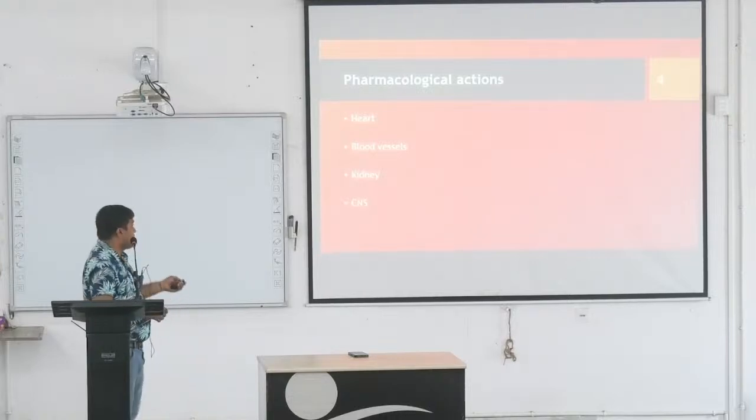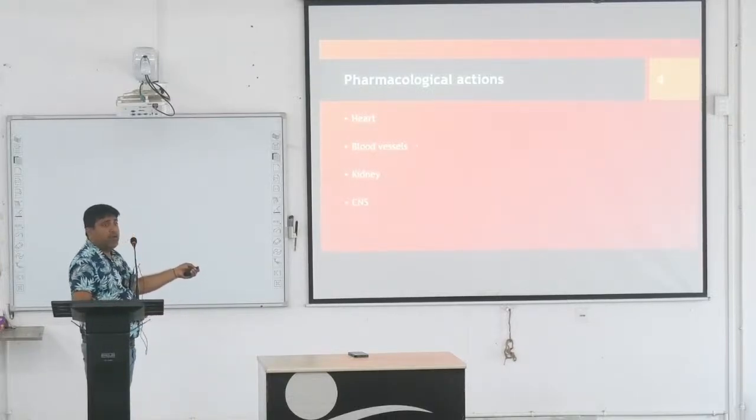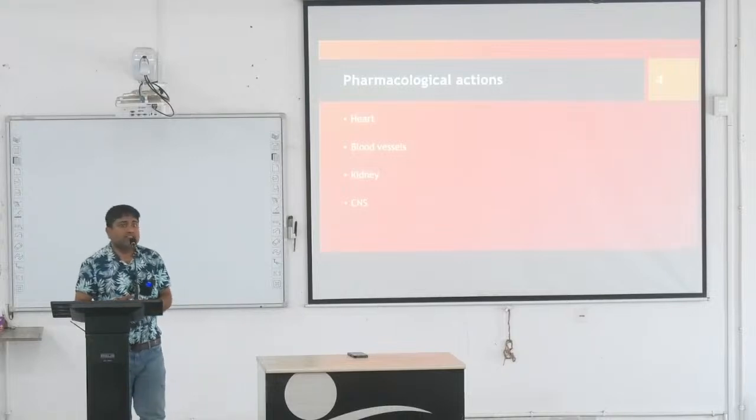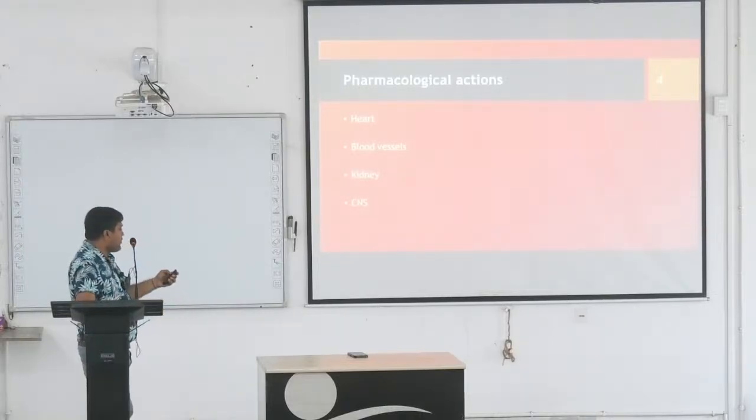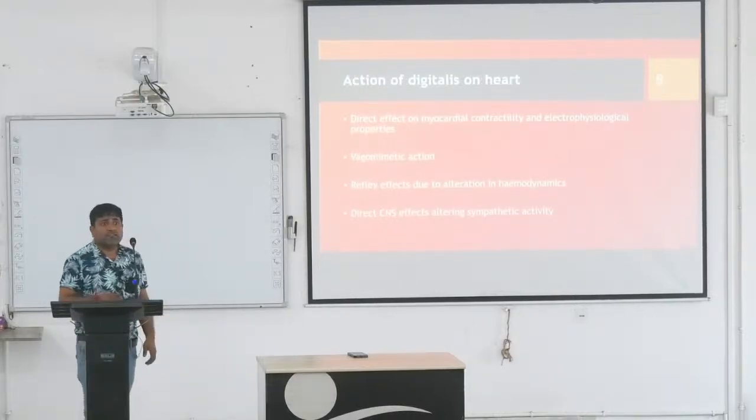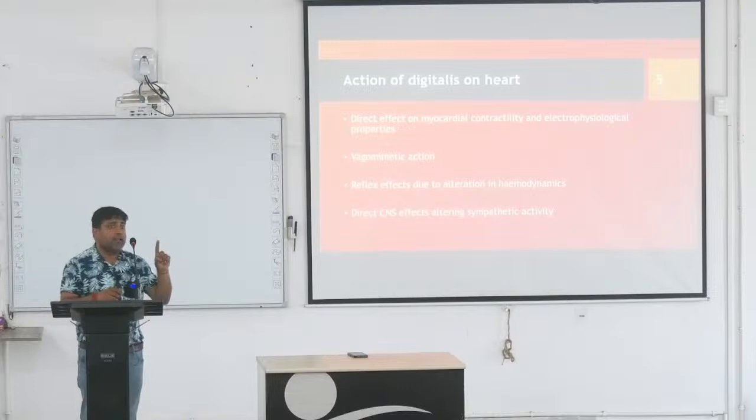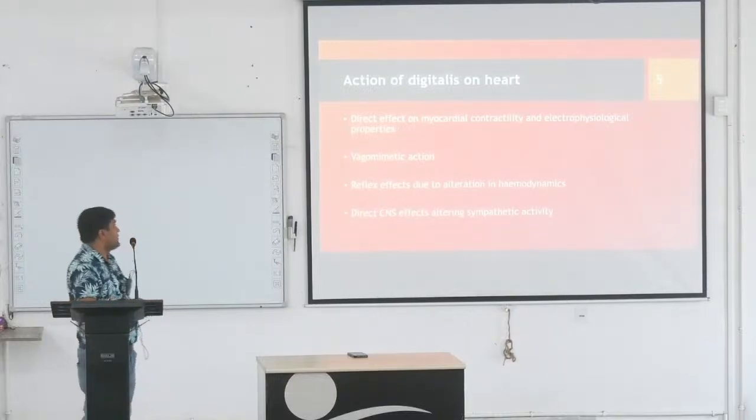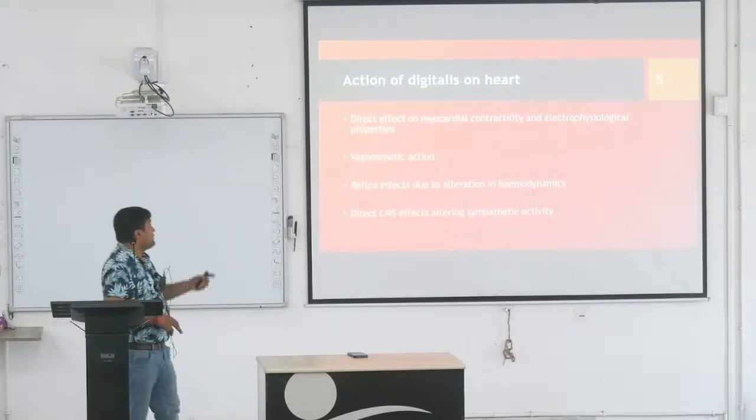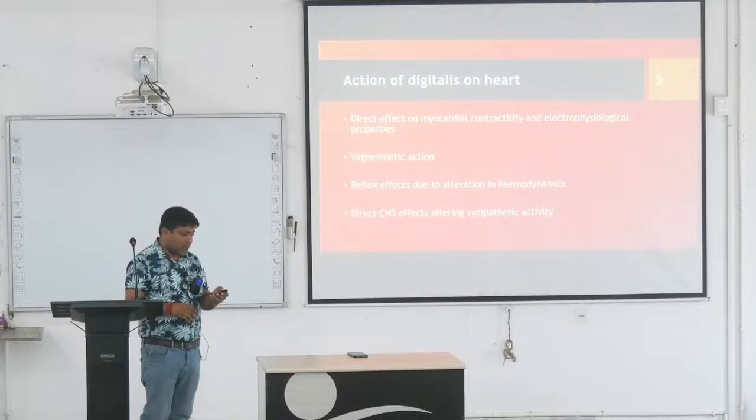Now, coming to the pharmacological actions of digitalis. They are particularly on the heart, and also on the blood vessels, on the kidney, and on the central nervous system. Now, coming to the pharmacological actions on the heart. What are the actions on the heart? Number one, it increases the force of contraction of the heart. So, a direct effect on myocardial contractility. And the second effect is on the electrophysiological properties. We will come one by one.